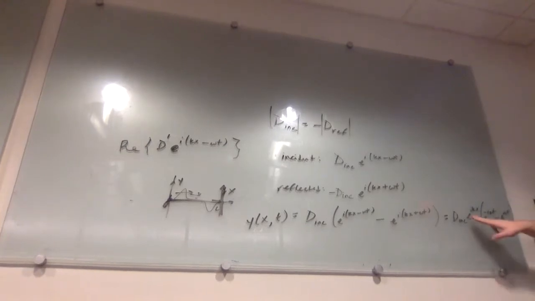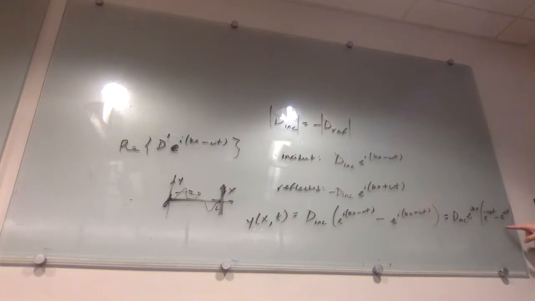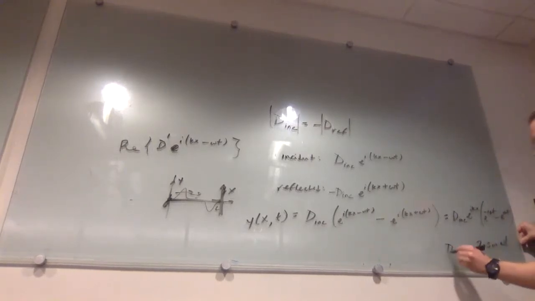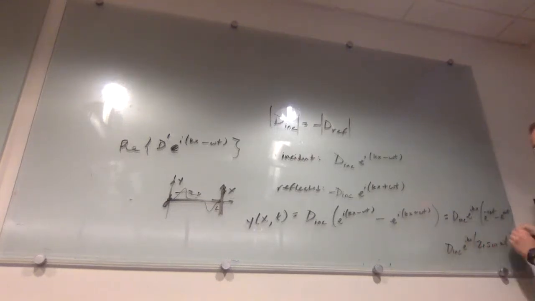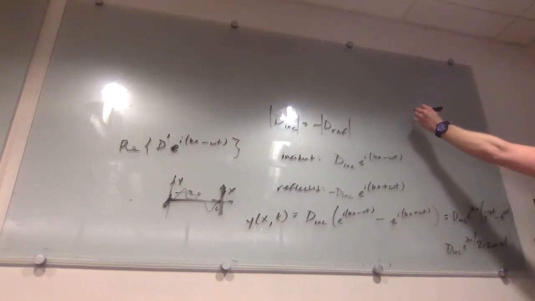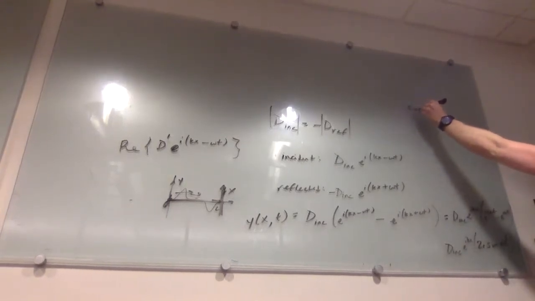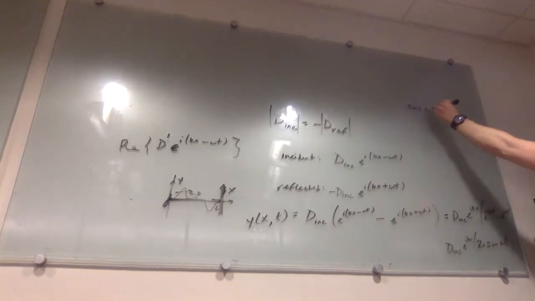But now we have this, and this is interesting. If you haven't seen it before, it seems like who cares? But this thing here is identical to 2i sine omega t. So this is d incident e to the ikx times 2i sine omega t, and it's because there are some identities.